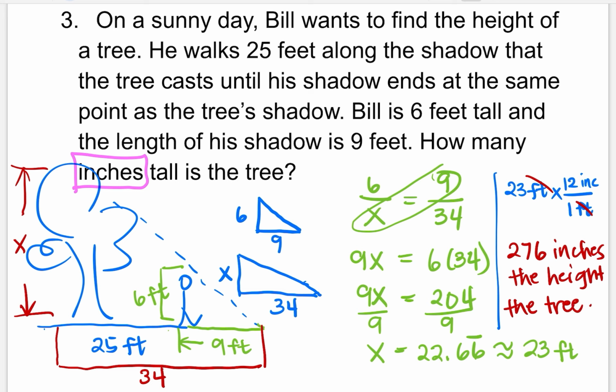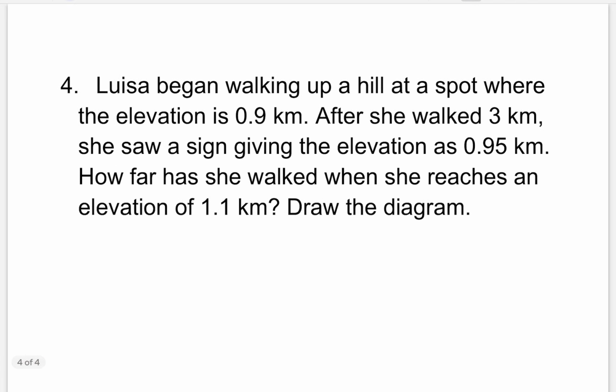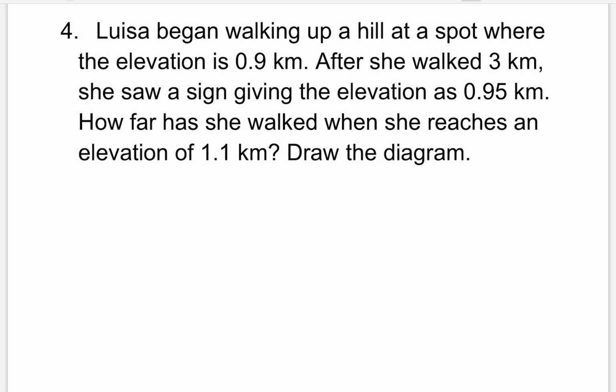All right, let's do one more problem, and that problem is about Louisa. She began walking up a hill at a spot where the elevation is 0.9 kilometers. After she walked 3 kilometers, she saw a sign giving the elevation as 0.95 kilometers.